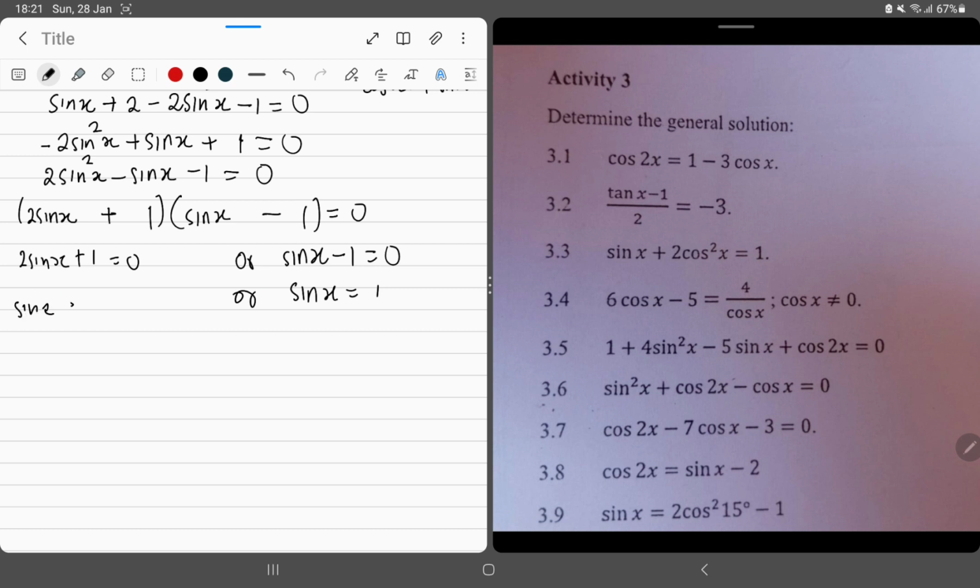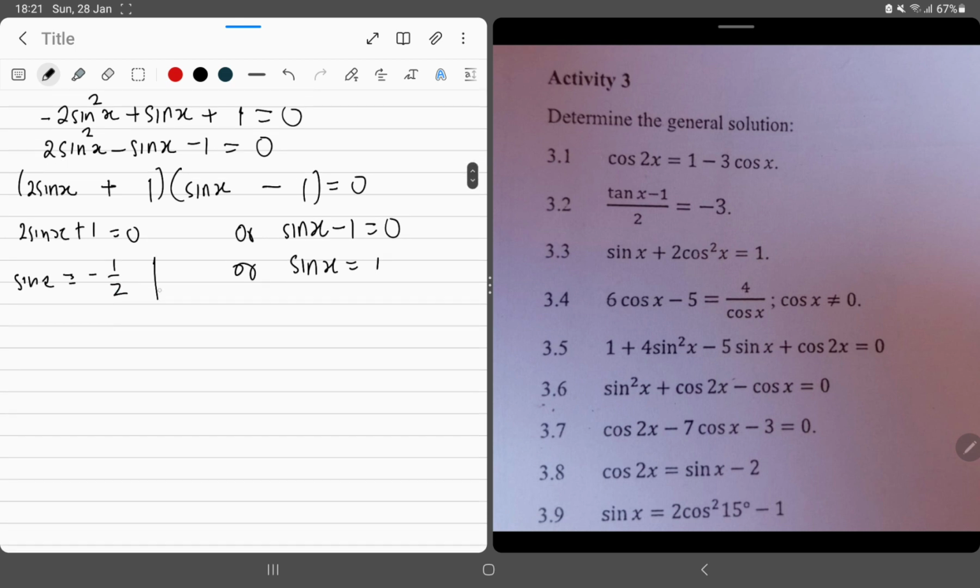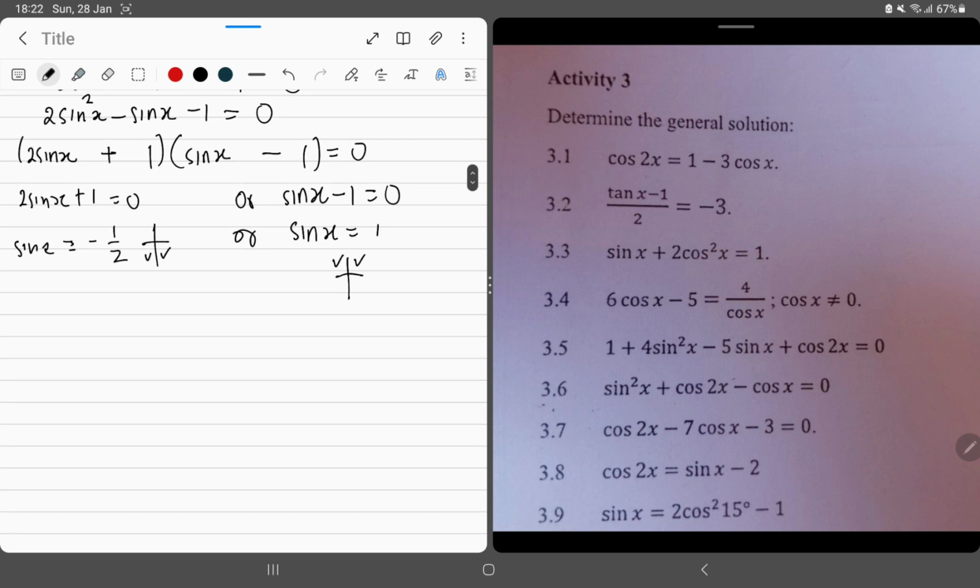Sine of x is equal to negative 1 over 2. For this side, I'm working in quadrants where sine is negative. That's quadrant 3 and quadrant 4. And then for this side, I'm using the quadrants where sine is positive. That's quadrant 1 and quadrant 2. The reference angle here is equal to 30 degrees, and the reference angle here is equal to 90 degrees.